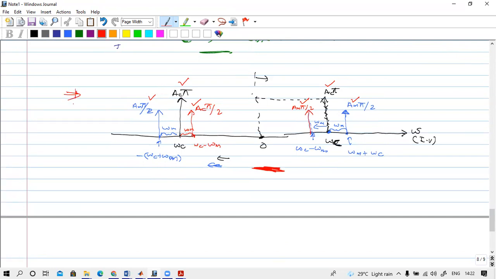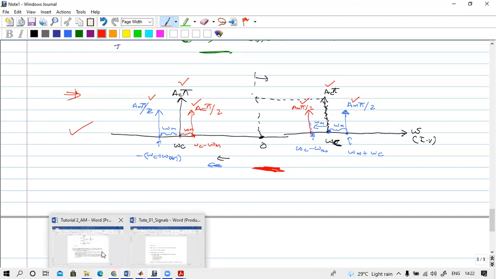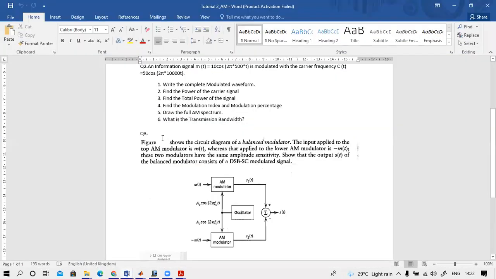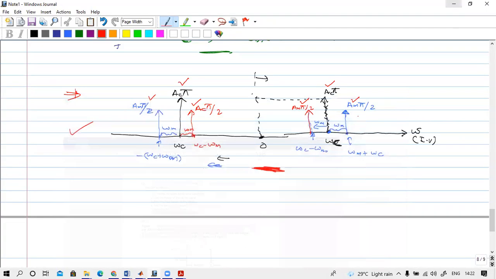So this is our total spectrum. So next, what is the question? We asked, what is the transmission bandwidth?